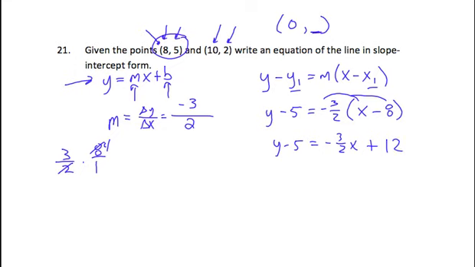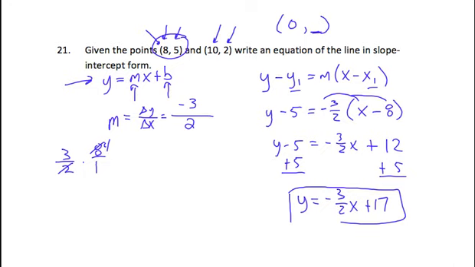I'm almost to this slope-intercept form. I just got to get rid of this minus 5 here. So I would add 5 to each side. And so then I have y equals negative 3/2 x plus 17. And so there is my equation now written in slope-intercept form.